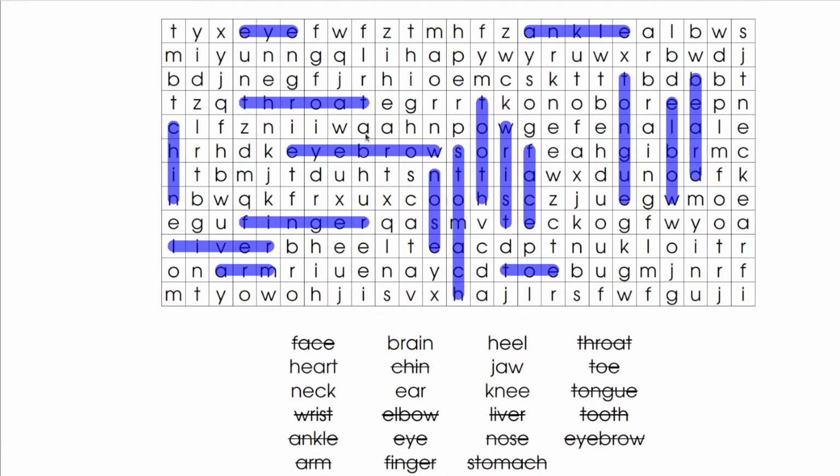Trying to see what else I can. If there's anyone that can see something I can't, more than happy to take help from comments. We're still looking for knee, jaw, heel, ear, brain, neck, and heart. Brain and neck. I get the feeling it's going to be something, yeah, foot is, I think, it's hiding in there.